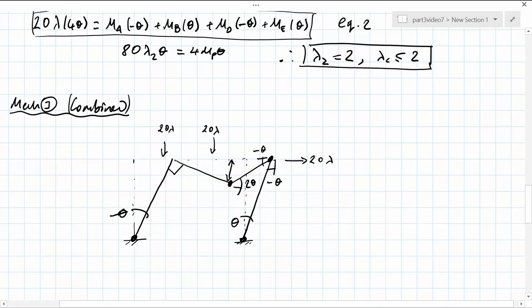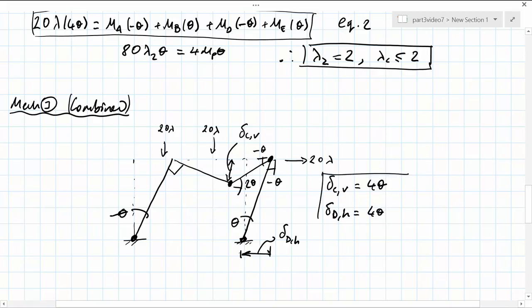The deformations under the load are DC,V, and horizontal deformation DD,H. DC,V is equal to 4 theta, and DD,H is also equal to 4 theta.